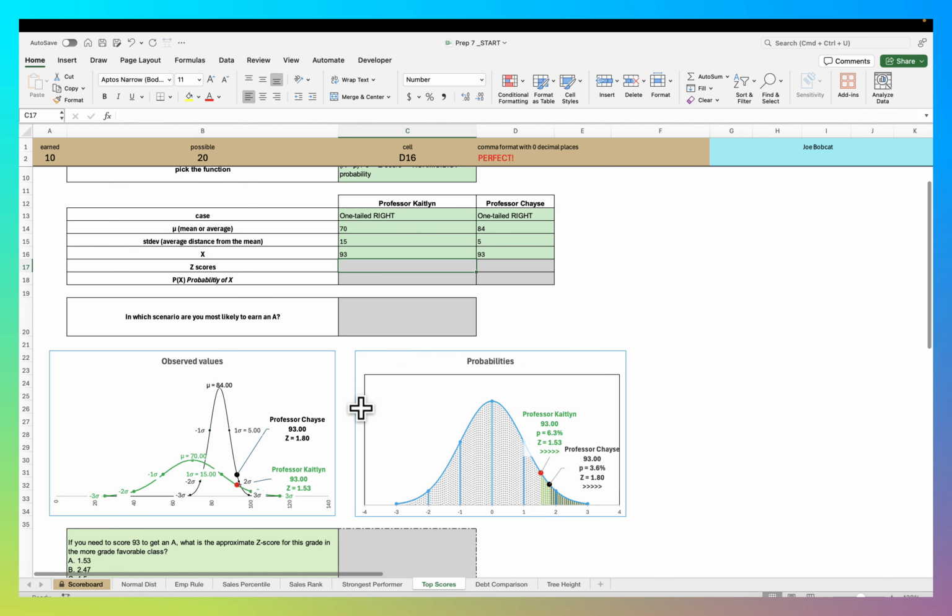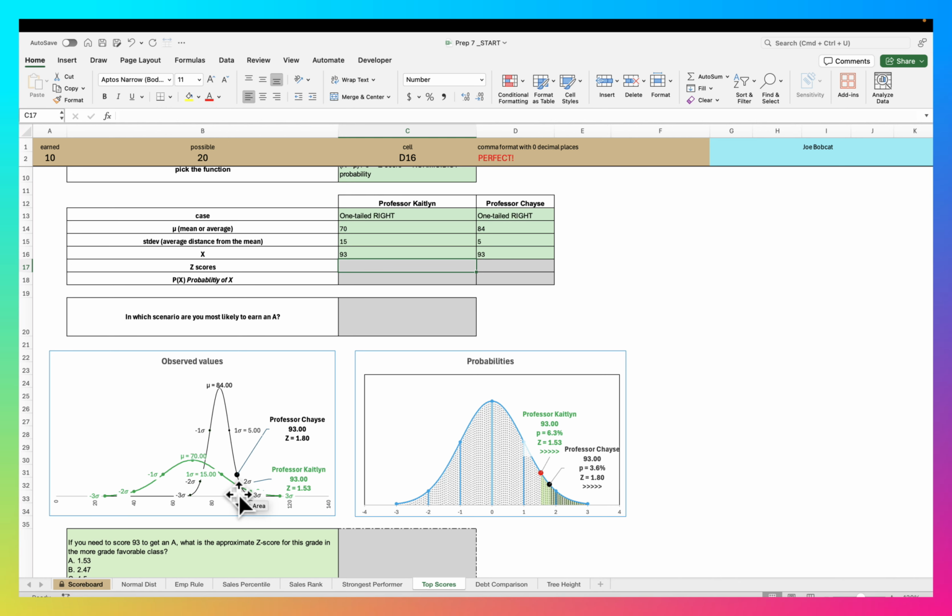Actually, before we even get there, let's take a look at the picture. So here you've got Professor Chase's class, and you can see the grades are kind of all packed in here. Whereas in Professor Caitlin's class, they're all over the board. You can do really badly, but you can also do really well. And there's the 93. Those two dots line up right above each other. So the question is, which curve, the black curve or the green curve, has more area underneath it? In other words, more available dots.